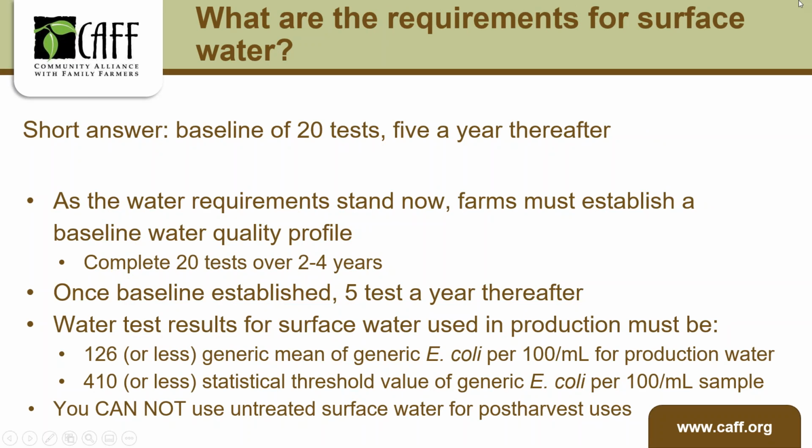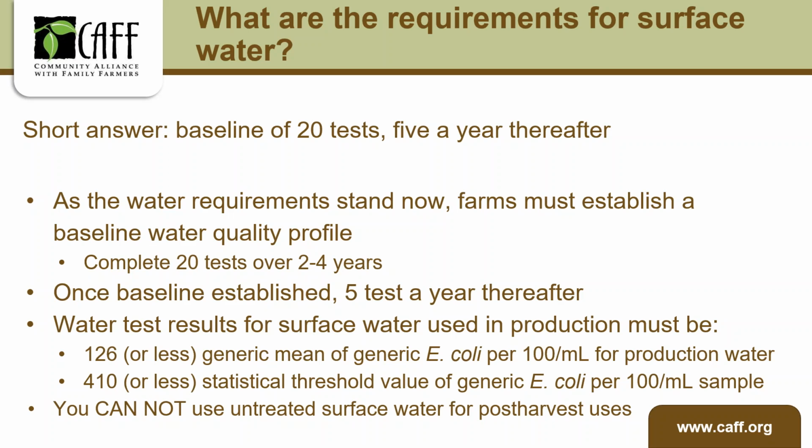Okay, so that was the requirements for using well water, but then what are the water requirements for surface water? Surface water is water that you use from a pond, from an irrigation ditch, from a stream, from a creek, any kind of water that's exposed to the surface. So the short answer for surface water is that you need a baseline of 20 tests, and then you need to take 5 a year thereafter.